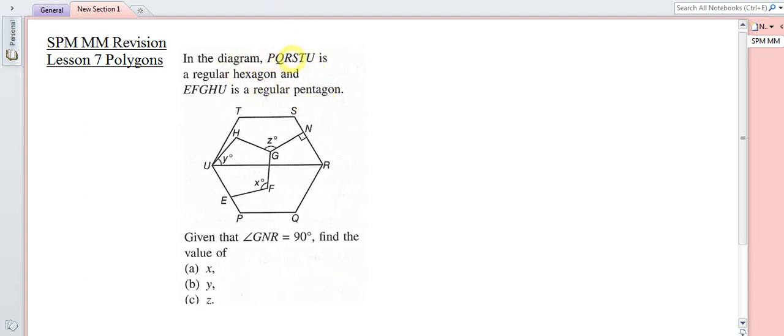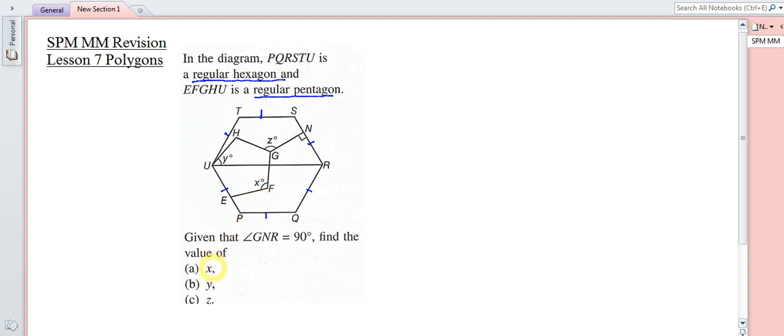In the diagram, PQRSTU is a regular hexagon. All the sides here are the same length. And EFGHU is a regular pentagon. All the lengths here are also the same, right? Given that angle G and angle R are 90 degrees, find the value of y.